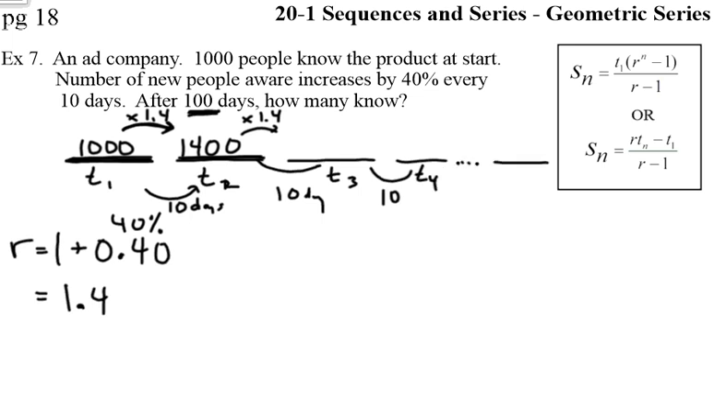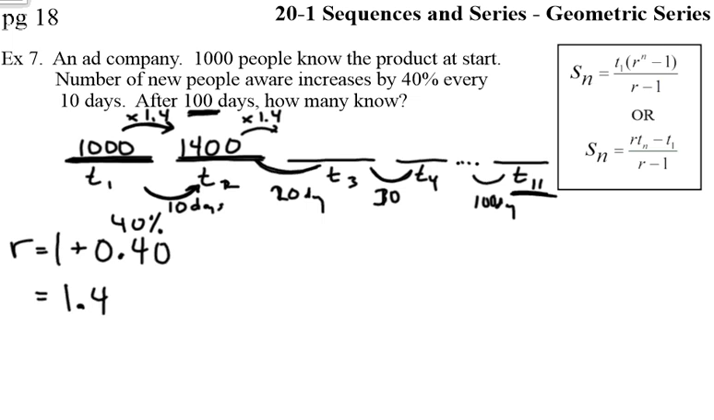Which term will it be after 100 days? Well, 10 days is term 2. 20 days total is term 3. 30 days total is term 4. 40 days is term 5. 50 days is term 6. So that means 100 days is going to be term 11. Figuring out which term is the trick here.